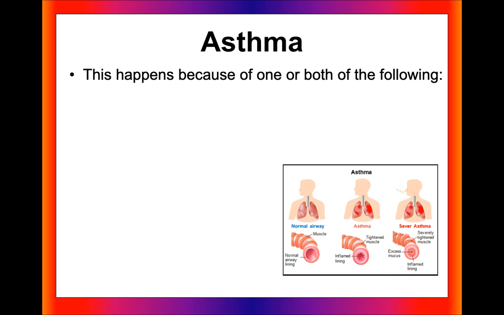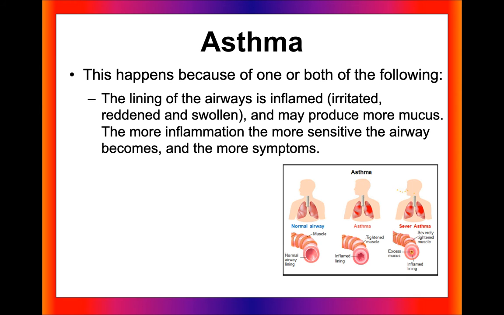So, why does that happen? It could be one or both of the following. The lining of the airways could become inflamed, so irritated, reddened, and swollen, and may produce more mucus, which causes the tube to get smaller. The more inflammation, the more sensitive the airway becomes, and the more symptoms that the person experiences.